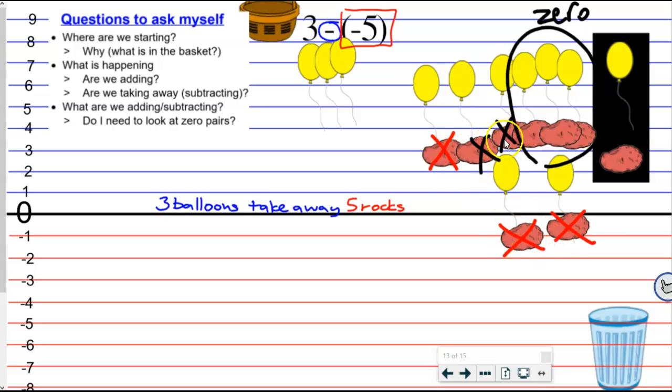They got a bunch of 0 pairs, then they took away those 5 rocks. When I take away the rocks that were originally paired with balloons, that leaves me with just the balloon part of that 0 pair. So I can count up all the balloons. 1, 2, 3, 4, 5, 6, 7, 8 balloons. So it's equal to positive 8. Yes, there's extra balloons, but those extra balloons are paired with extra rocks. Those are part of the 0 pairs. So 3 balloons take away 5 rocks is equal to 8 balloons.